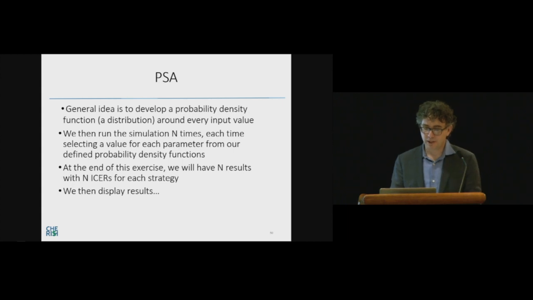And so what we're going to do is develop a distribution or a probability density function around every single input value, right? So it might be things like, I don't know, the prevalence of hep C in this group is about 25%, but I don't know that for sure, right? I think it's 25% with a 95% confidence interval around it. And there I really mean it, like a real confidence interval. And I think the incidence of hep C in drug users is something, but there's some range for that, right?